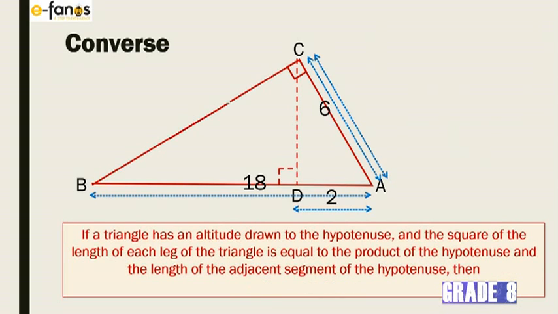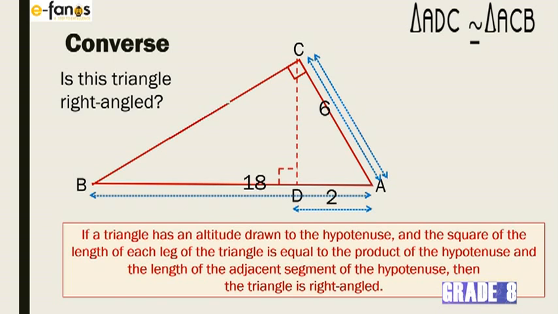The converse of Euclid's theorem says that if a triangle has an altitude drawn to the hypotenuse and the square of the length of each leg of the triangle is equal to the product of the hypotenuse and the length of the adjacent segment of the hypotenuse, then the triangle is right-angled. In other words, if AC squared equals AB times AD, then the triangle is right-angled.